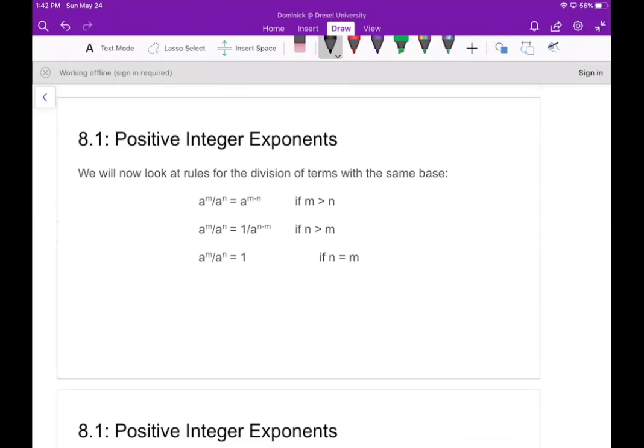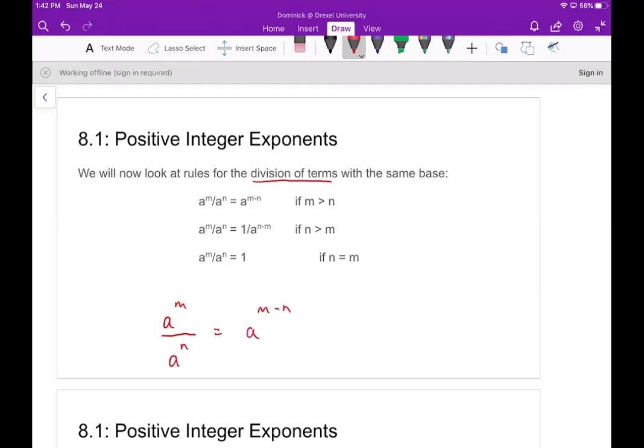Now let's look at the division rules for terms that have the same base. Essentially you can summarize this rule: regardless of whether m is greater than n, n is bigger than m, or n is equal to m, you can always say that this is a to the m minus n. So you're just going to subtract here. We'll show this later in an equivalent way when we use negative exponents.